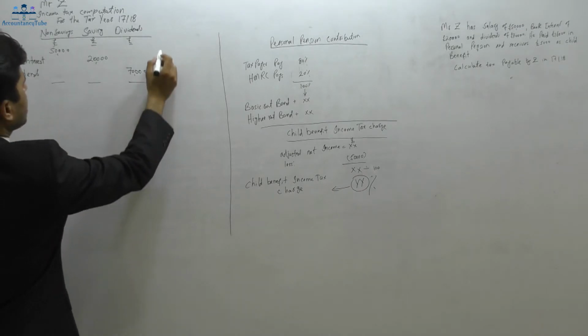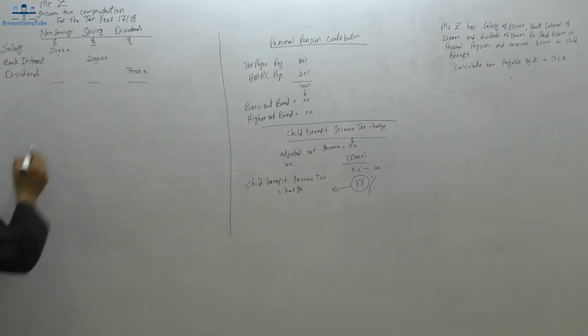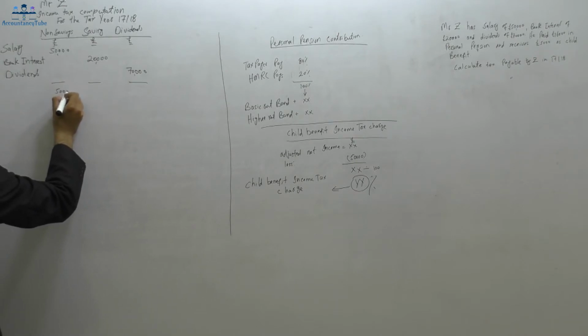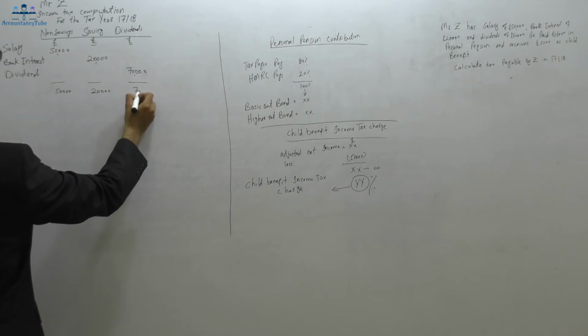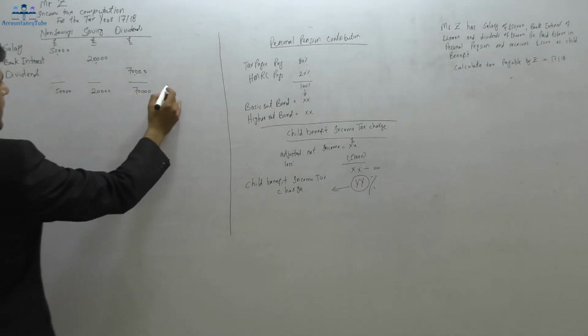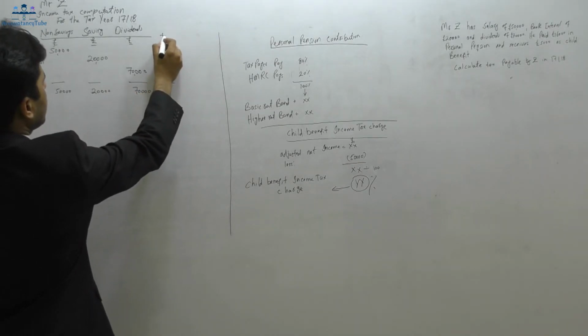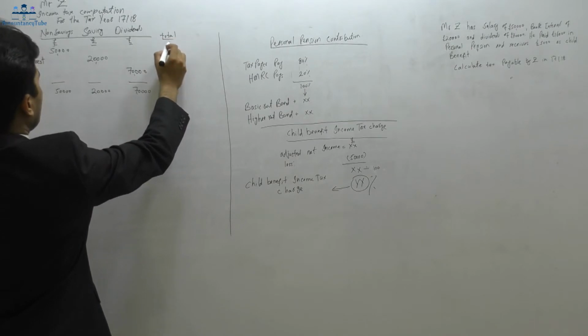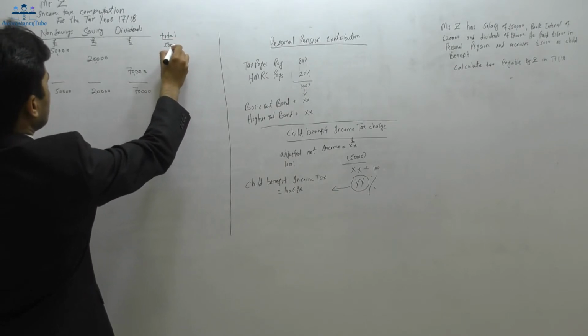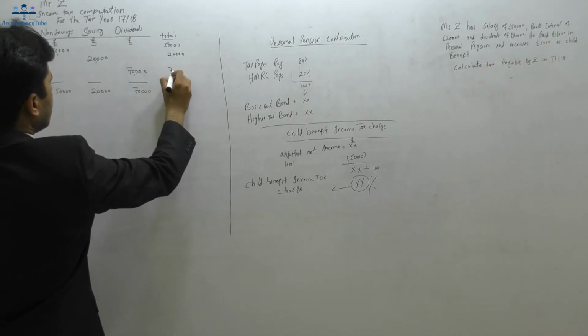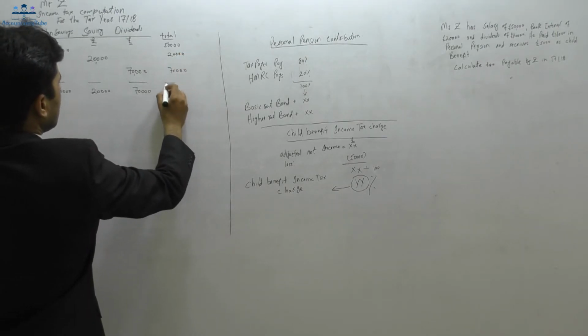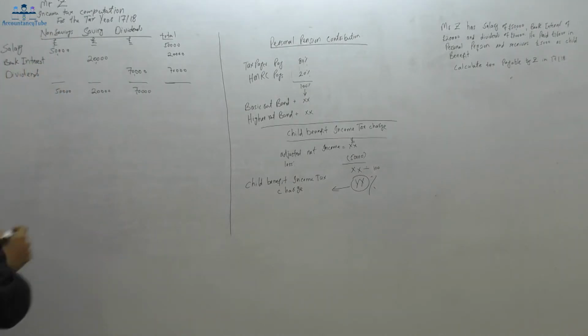Now if you want to make the total column here, you can do so. So £50,000, £20,000, and £70,000. Please make sure you make the total column as well, because it helps you do the question correctly. Which makes the total of £140,000.